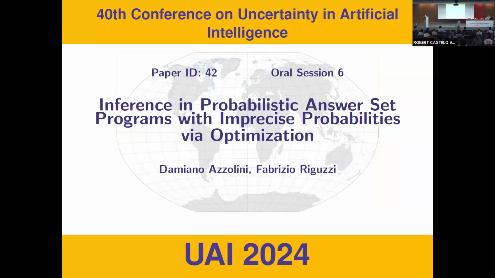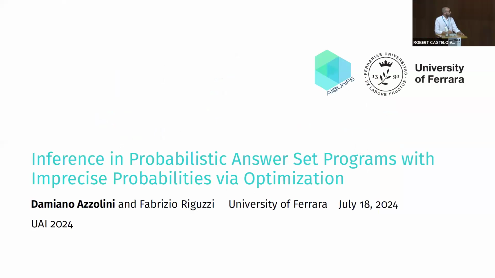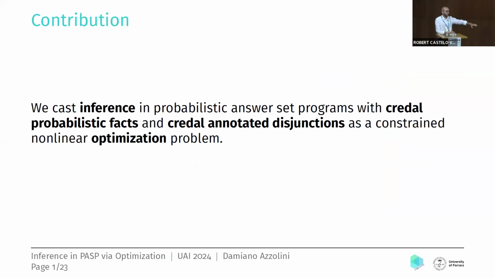Next talk is Inference in Probabilistic Answer Set Programs with Imprecise Probabilities via Optimization by Damiano Azzolini and Fabrizio Riguzzi. Yes, hope I said this right. Yeah, right. So, hi, everyone. I am Damiano Azzolini from the University of Ferrara. In this 20-minute talk, I will present our article, titled Inference in Probabilistic Answer Set Programs with Imprecise Probability via Optimization.